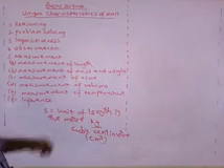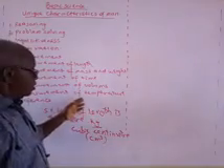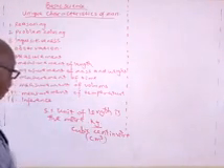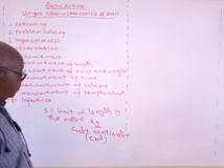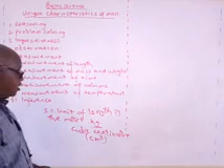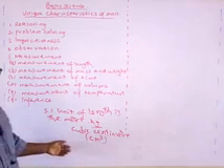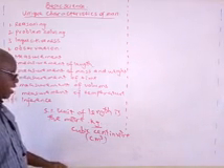Then measurement of temperature. And what is temperature? Temperature is the degree of hotness or coldness of a body or of a place. And temperatures are measured in degrees Celsius, either degrees centigrade or degrees Fahrenheit.